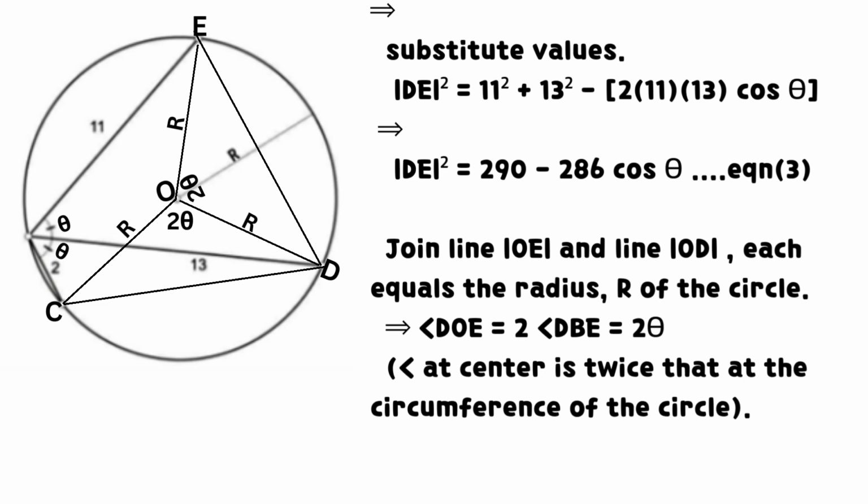Join line OE and line OD, each equals the radius R of the circle. It follows that angle DOE equals 2 times angle DBE equals 2 times θ. This is because the angle at the center is twice that at the circumference of the circle.